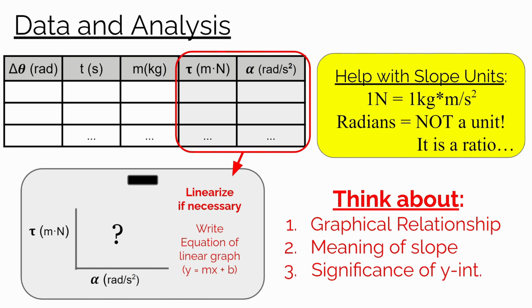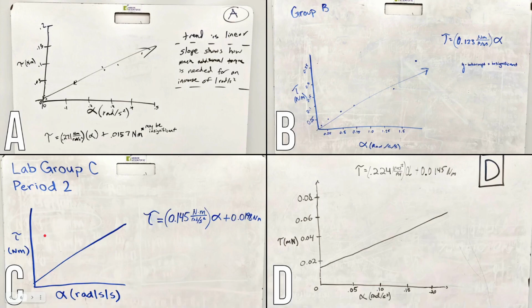So let's look at some results that you guys found and talk about the implications of those results and what we can conclude about the relationship between these two variables. So here are 4 whiteboards, graphs, and resulting equations.